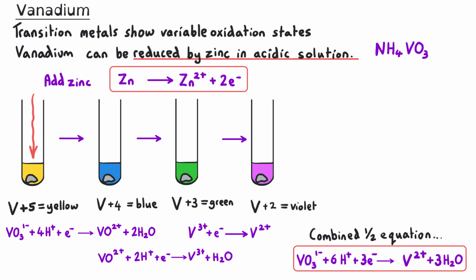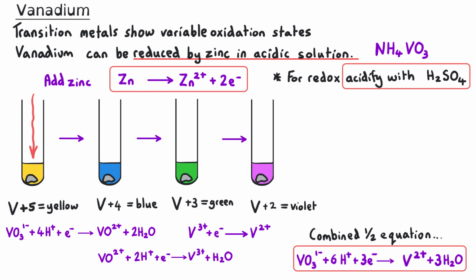A number of these reduction half equations take place in acidic solution. You can tell that from the presence of the hydrogen ions. And the selection of acid is very important. For redox reactions, you will typically acidify with sulfuric acid. And this is because the sulfate ion is a stable ion and won't act as an oxidizing agent under these conditions, and so won't interfere with the redox process.